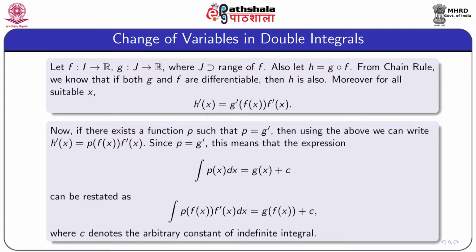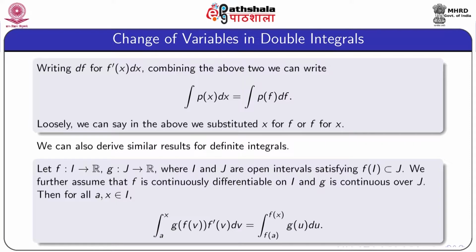Since p is g dash, this means the integral of p x dx equals g x plus c can be restated as the integral of p f x f dash x dx equals g of f x plus c, where c denotes the arbitrary constant of indefinite integral. Writing df for f dash x dx, combining the above two, we can write the integral of p x dx equals the integral of p f df. Loosely, we can say that in the above we substituted x for f or f for x.